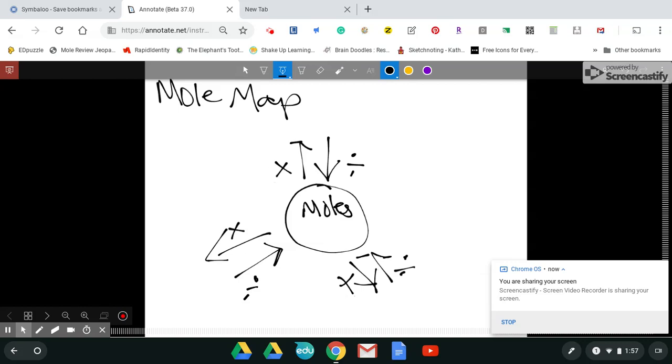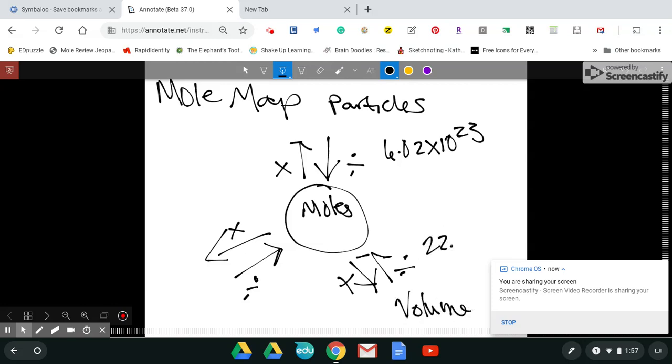So here, this is your particles. And my conversion factor is 6.02 times 10 to the 23rd. This is volume. So my conversion is 22.4 liters. And this is mass. And it's going to be molar mass for my conversion. So this one is the one that constantly changes because every compound has a different mass.